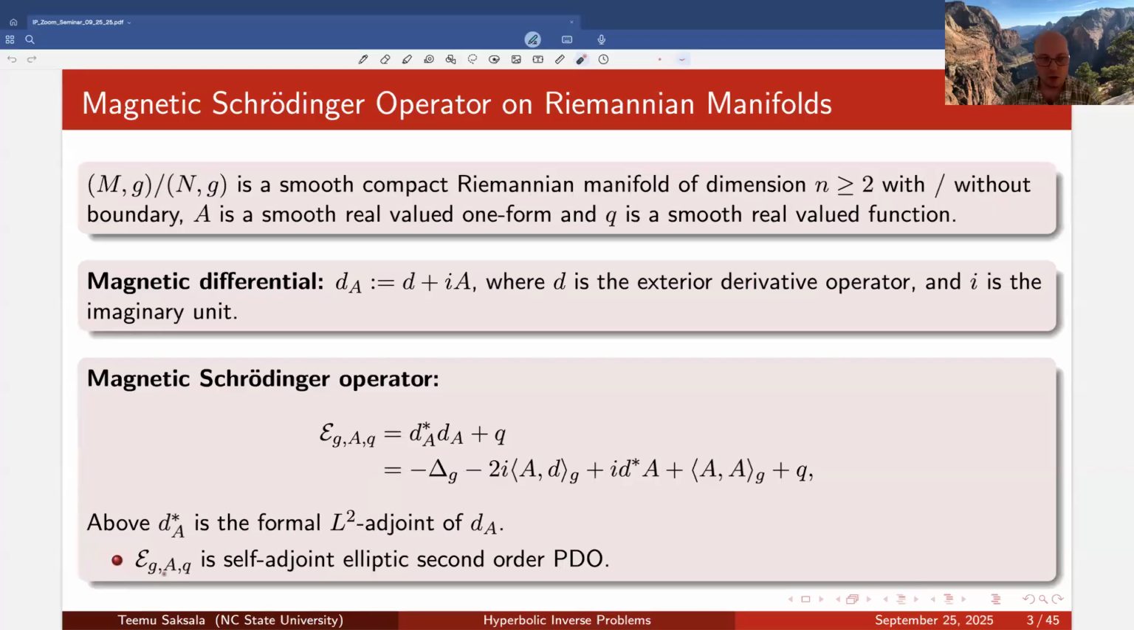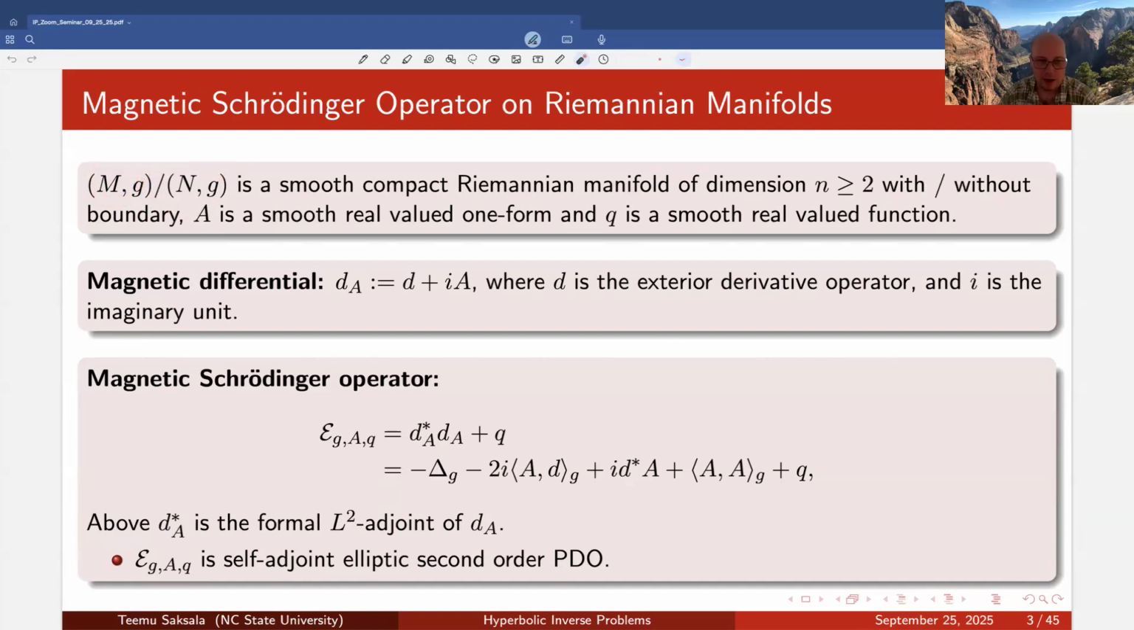Throughout my talk, I have basically two types of manifolds: M, which is the one with boundary, and N, which is the closed manifold without boundary. So whenever you see M, it means a manifold with boundary, and whenever you see N, it's a closed manifold. For instance, M could be a Euclidean disk and N would be a Euclidean sphere, so no boundary in that one.